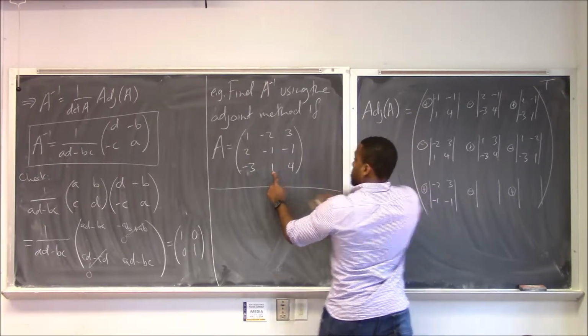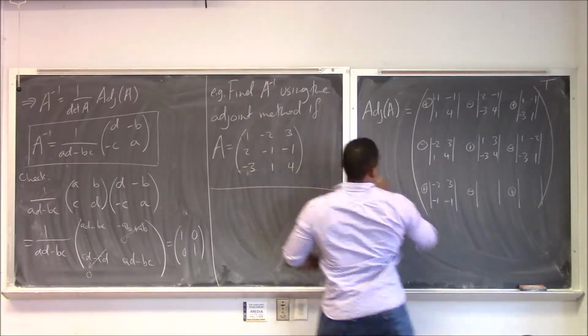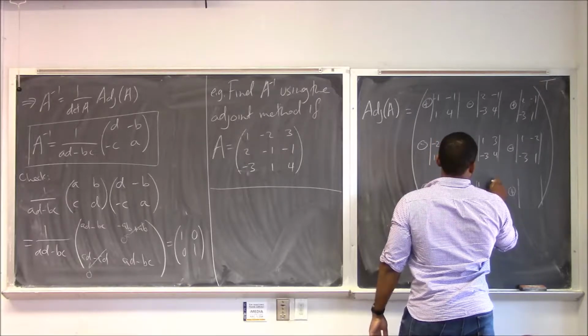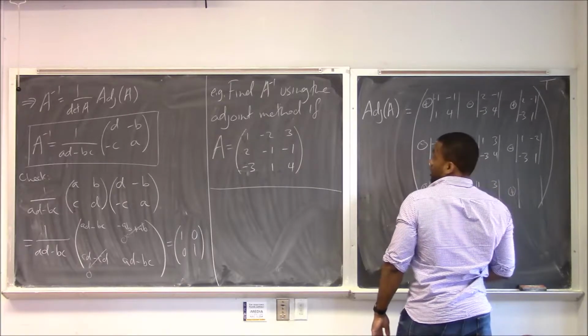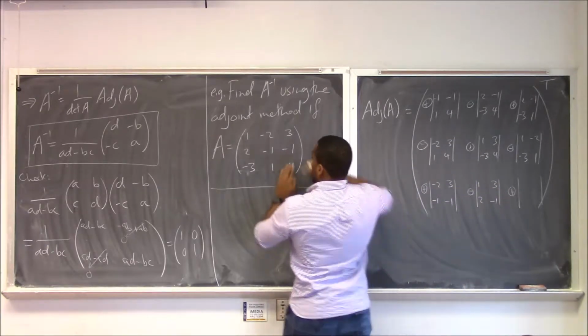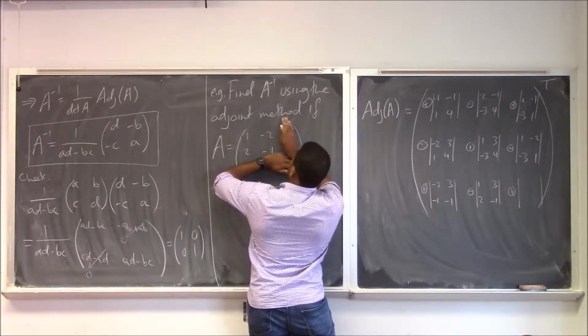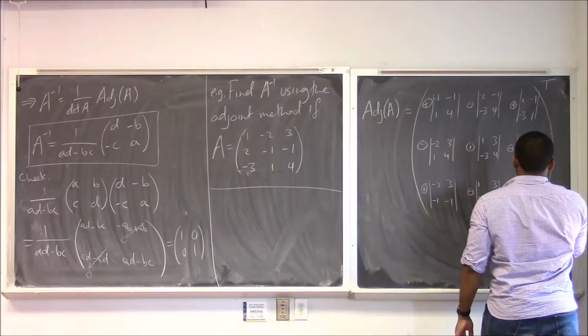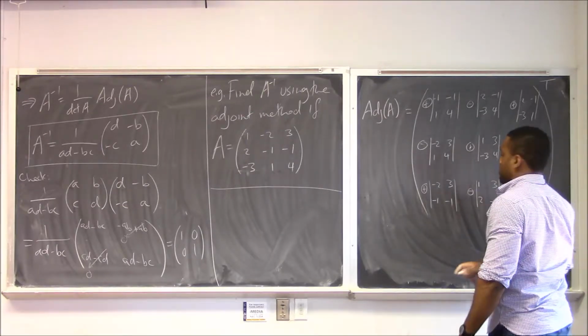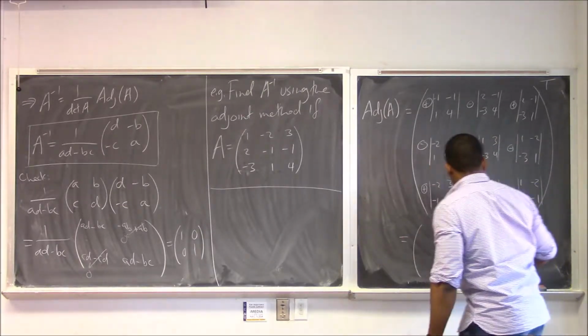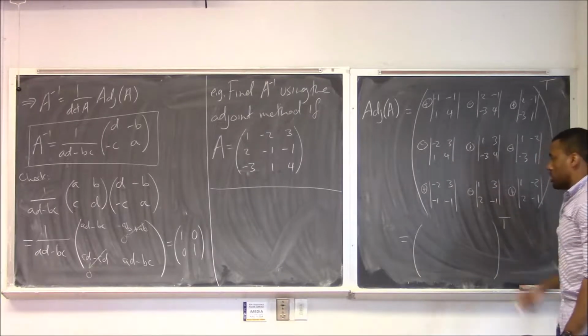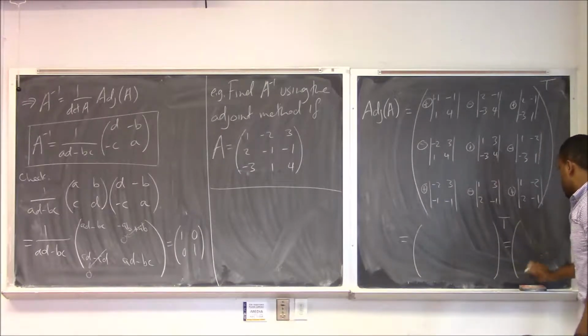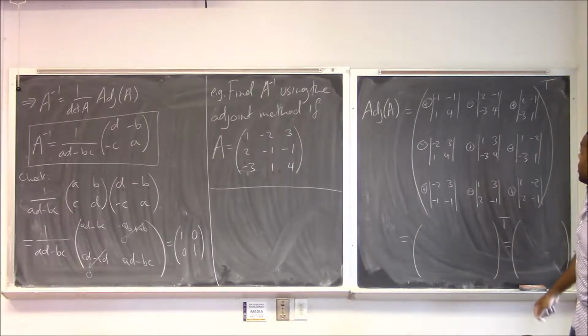Now we're in this position, block out everyone in that row and that column: 1, 3, 2, minus 1. And finally, we're in this position, block out everyone in that row and that column: 1, minus 2, 2, minus 1. Let's simplify these, and we're going to take the transpose and see what we have left.